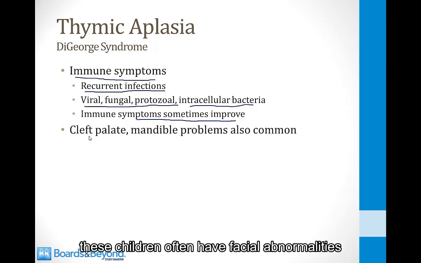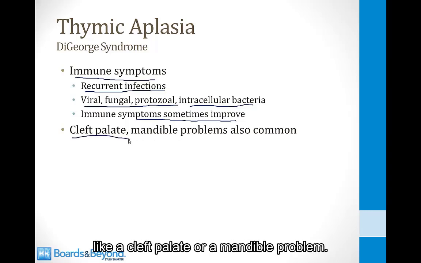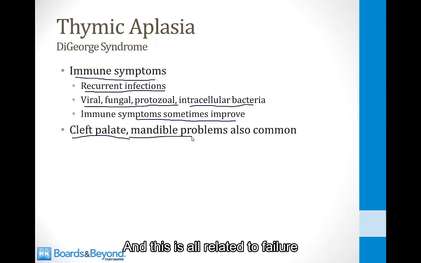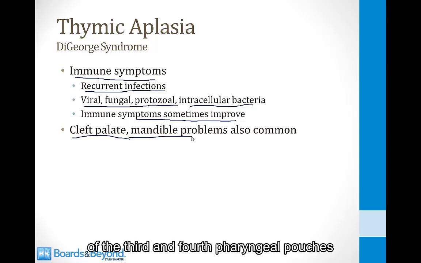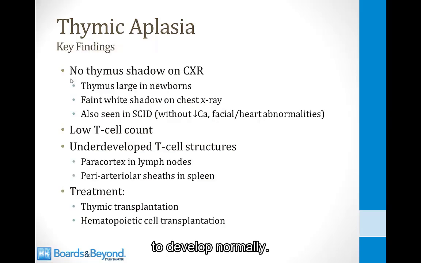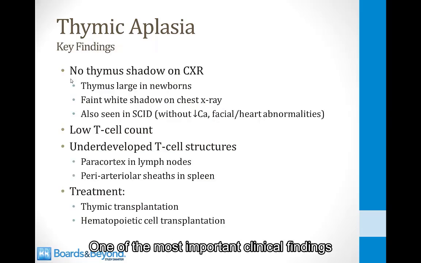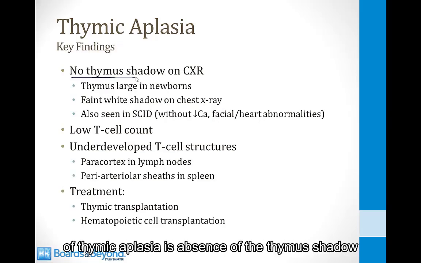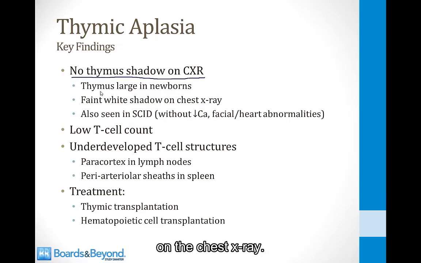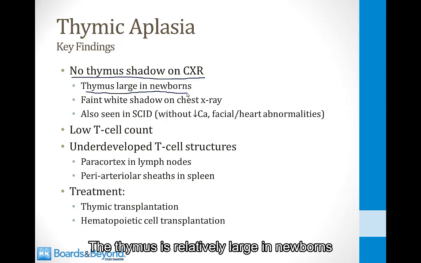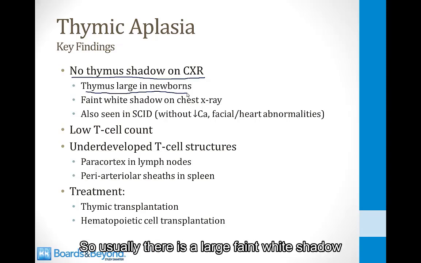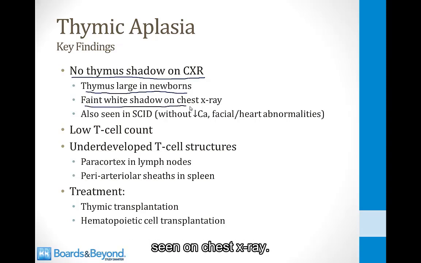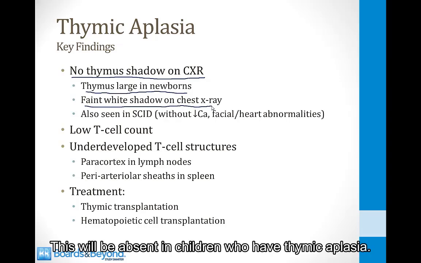And then finally, these children often have facial abnormalities like a cleft palate or a mandible problem, and this is all related to failure of the third and fourth pharyngeal pouches to develop normally. One of the most important clinical findings of thymic aplasia is absence of the thymus shadow on the chest X-ray. The thymus is relatively large in newborns and they have a small chest, so usually there is a large faint white shadow seen on chest X-ray. This will be absent in children who have thymic aplasia.